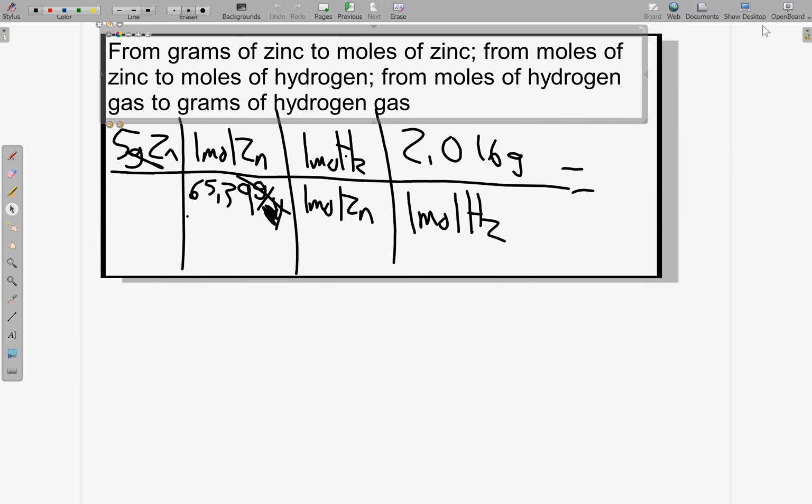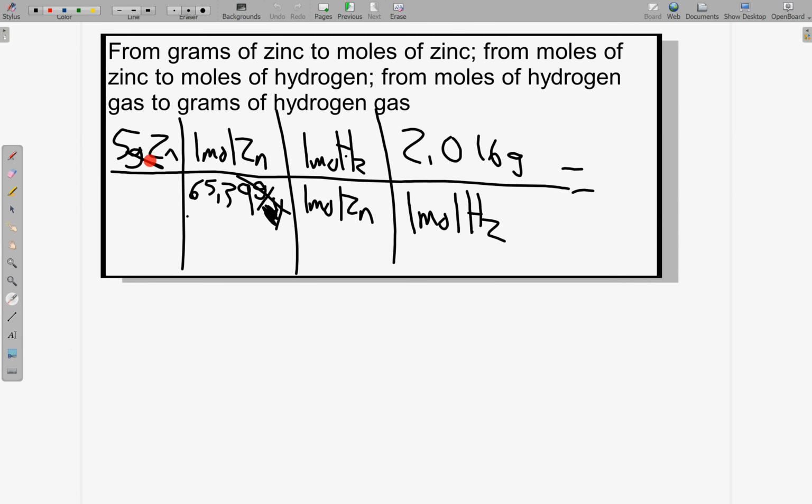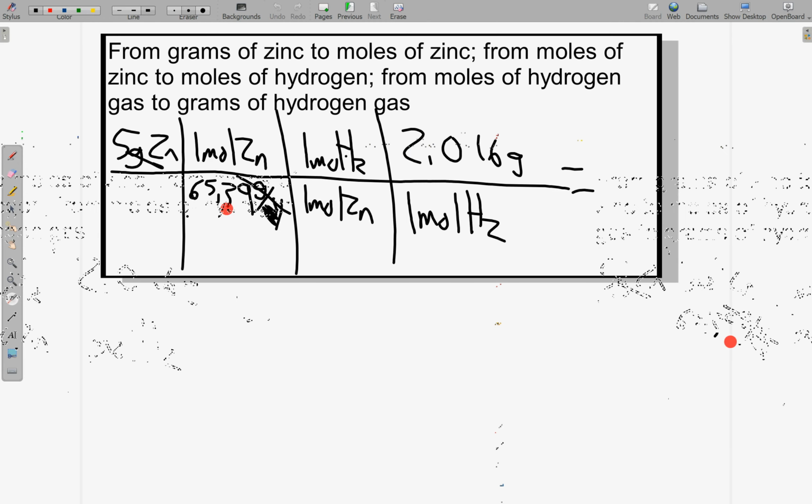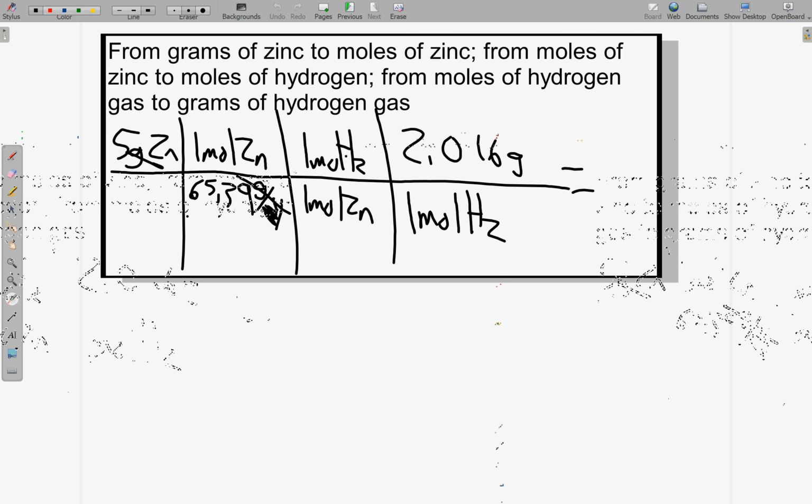And then this is how you set it up, and it's pretty straightforward. All right. You have grams here, grams of zinc. So there are 65.39 grams per mole. So 65.39 with 1 mole over top. Grams cancel. Then we take and put 1 mole down here. And when we do that, our moles of zinc cancel, and then our moles of hydrogen gas cancel.